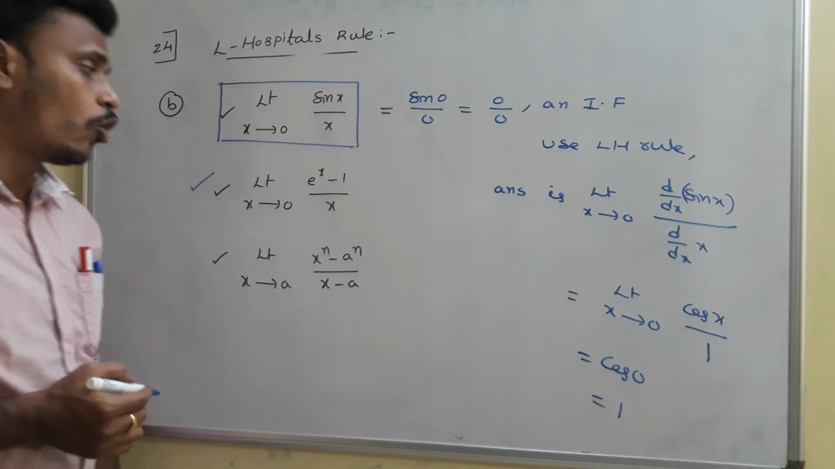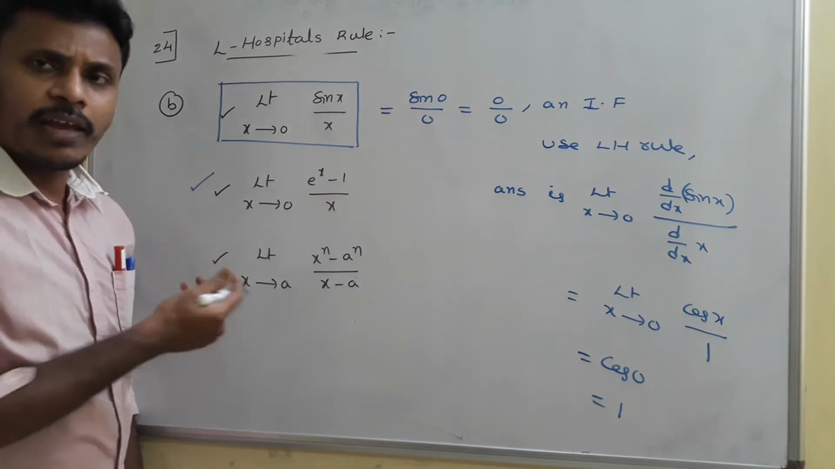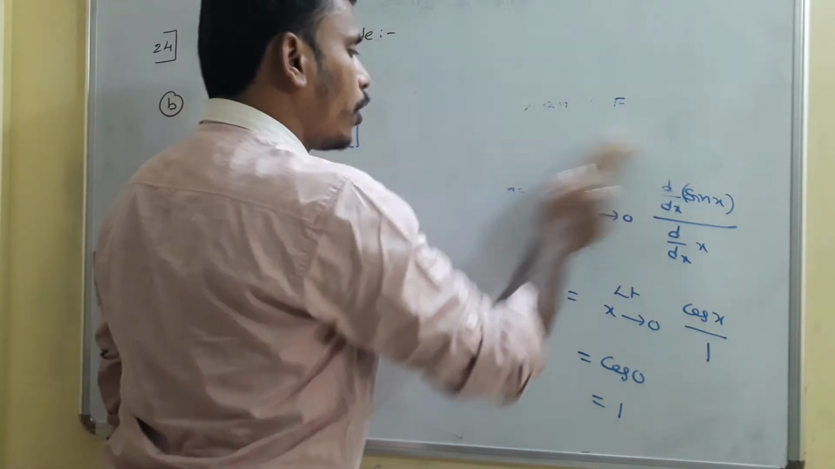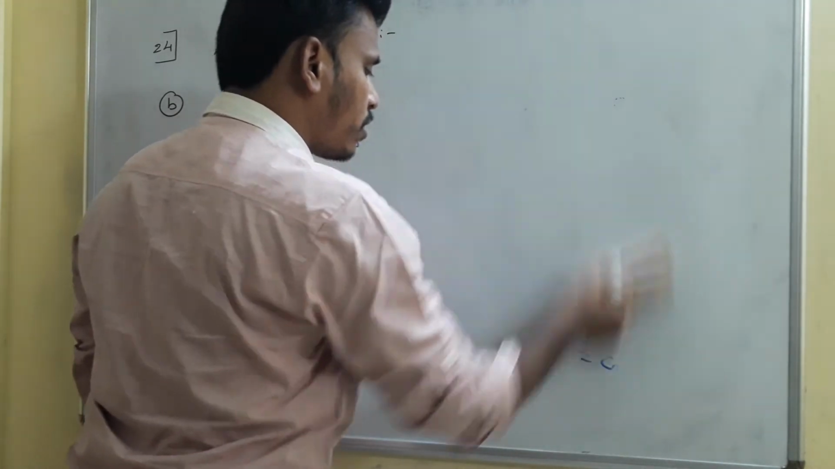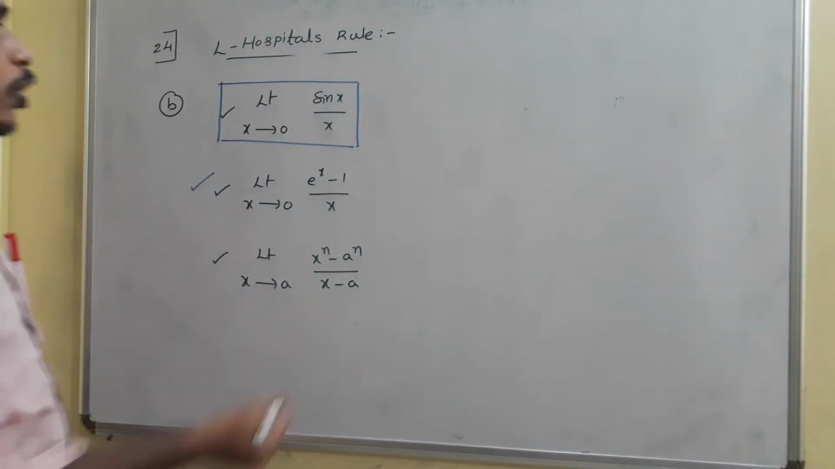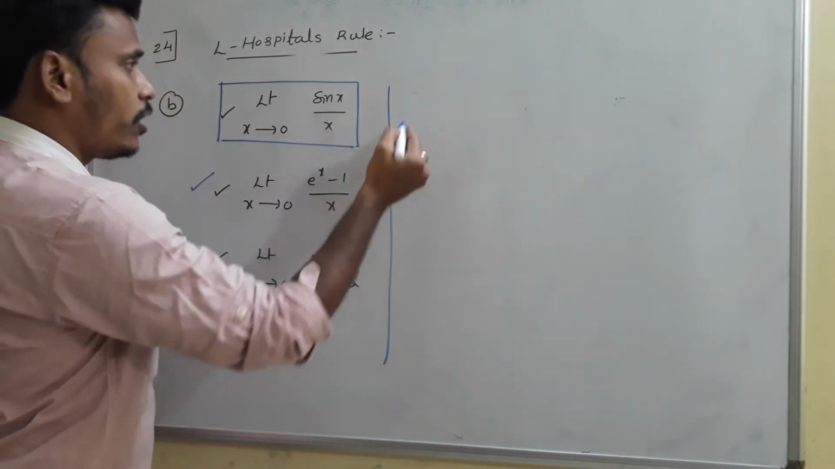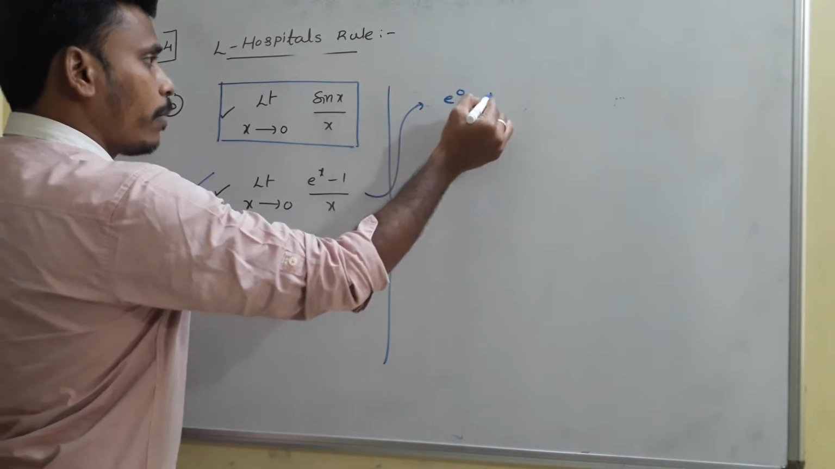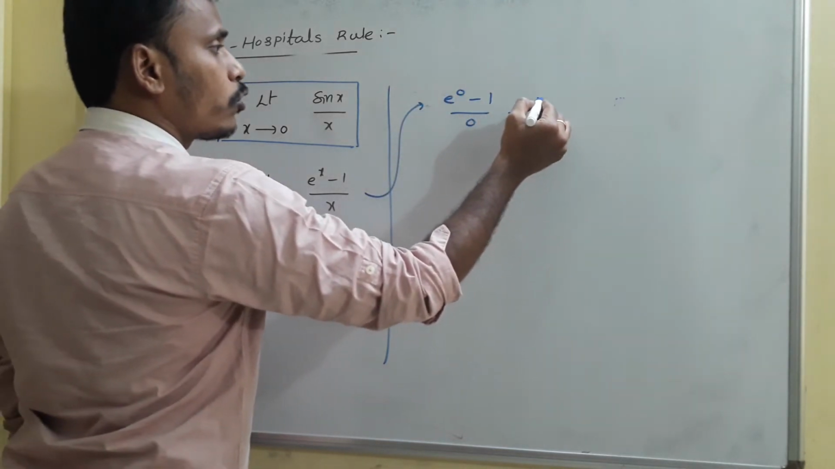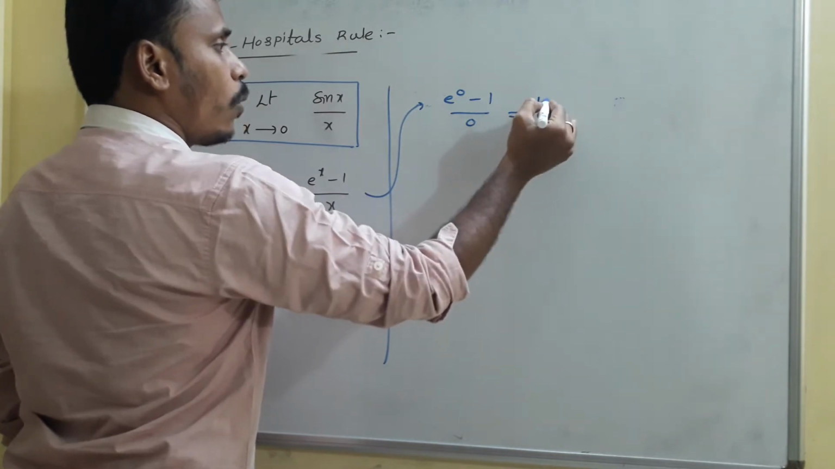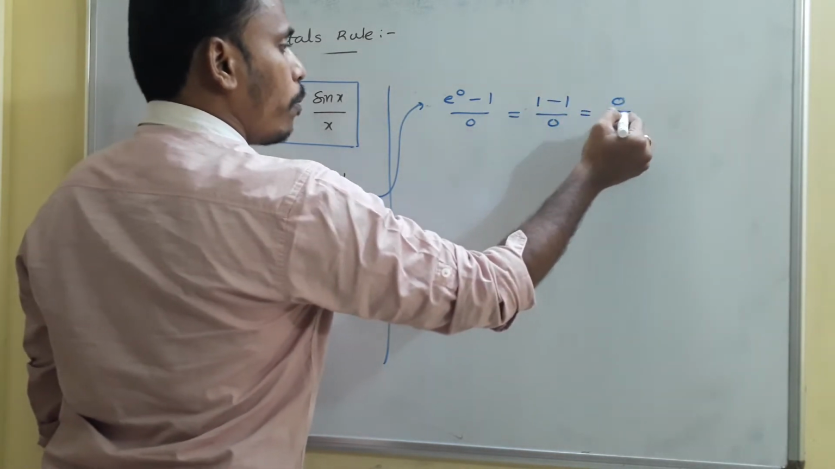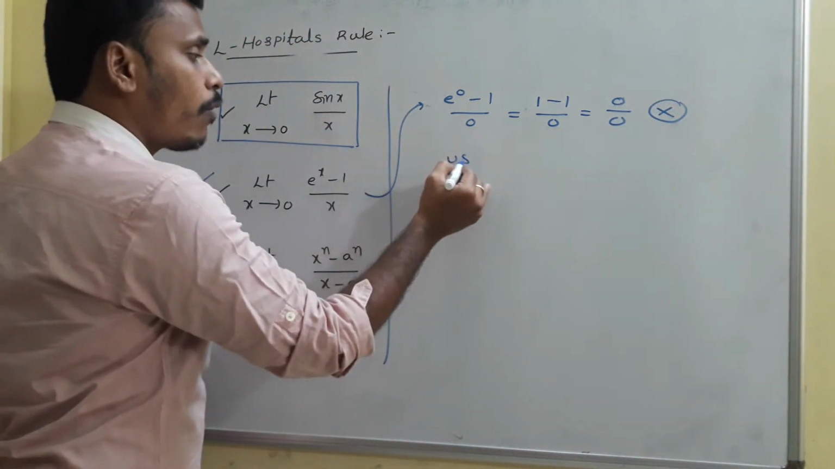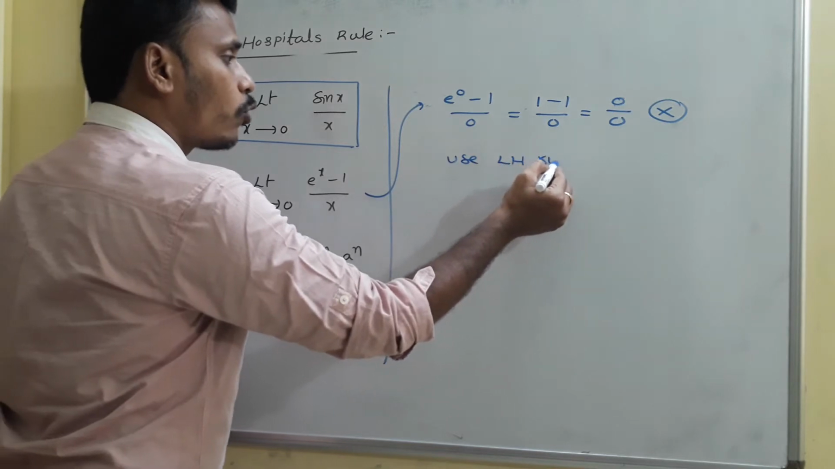Limit x tends to 0 e power x minus 1 by x. Again we know the value as 1, but we are trying to show it as 1 using L'Hospital rule. The concept is the same. First of all, you just replace x with 0. When you replace x with 0, directly the value is e power 0 minus 1 by 0, that is e power 0 is 1, minus 1 by 0, 0 by 0, which is an indeterminate form. Since it is an indeterminate form, now we are allowed to use L'Hospital rule.